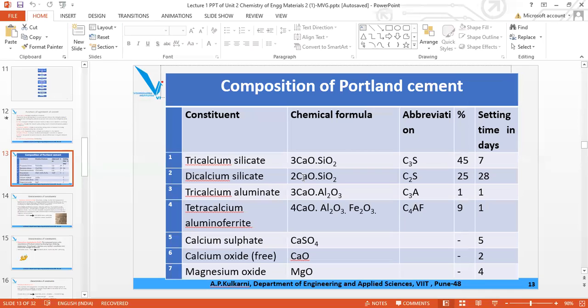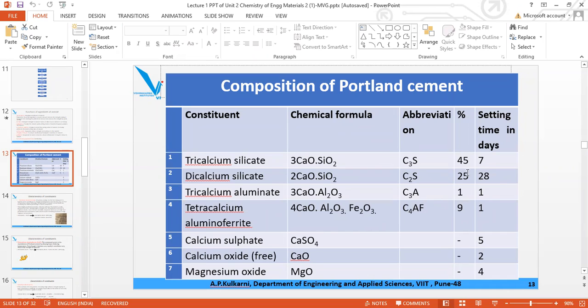So similarly, 2CaO.SiO2 gives you C2S. C stands for CaO, S stands for SiO2, A stands for Al2O3, F stands for Fe2O3. Tricalcium silicate, dicalcium silicate, tricalcium aluminate, tetracalcium aluminoferrite. Remember this chemical formula as well as the abbreviation.